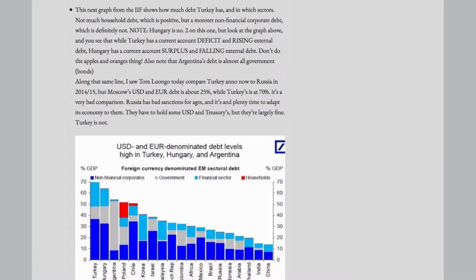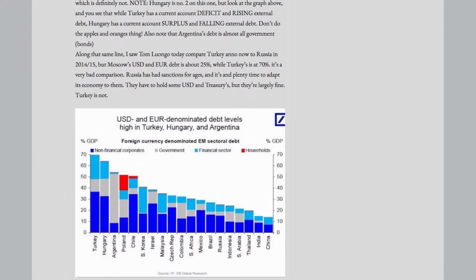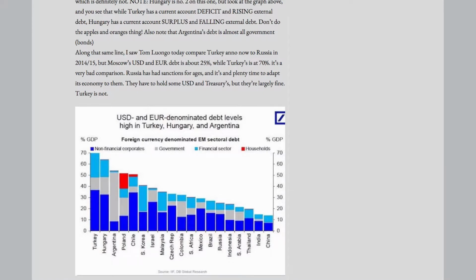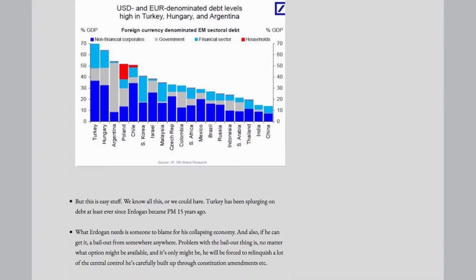Along that same line, I saw Tom Luongo today compare Turkey anno now to Russia in 2014-15, but Moscow's USD and Euro debt is about 25%, while Turkey's is at 70%. It's a very bad comparison. Russia has had sanctions for ages, and it's had plenty of time to adapt its economy to them. They have to hold some USD and treasuries, but they're largely fine. Turkey is not.